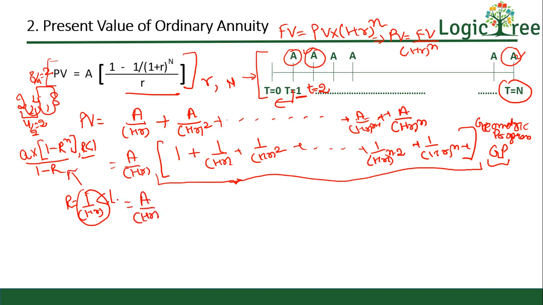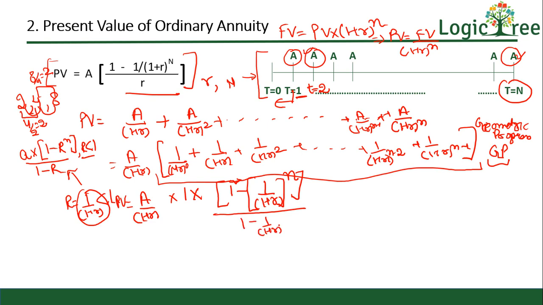So my present value will become a upon 1 plus r. Small a is the first term, that is 1, into 1 minus 1 upon 1 plus r, this term raised to the power n. While I have written term n minus 1, it has started from 1 plus r raised to the power 0, so there are n terms. So I have written here n, not n minus 1. This whole divided by 1 minus 1 upon 1 plus r.